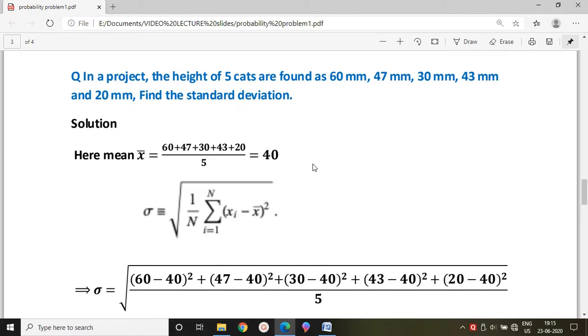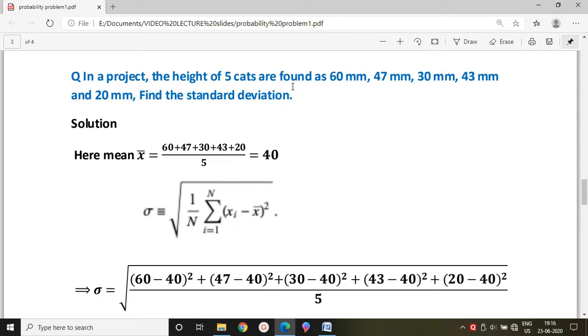Okay, so we'll try to find the standard deviation of measurements of 5 cats. In a project, the heights of 5 cats are found to be 60, 47, 30, 43 millimeter and 20 millimeter. You are asked to find standard deviation. How will you find standard deviation? First of all, you have to find the mean. So here mean is x bar, which I already explained how to find. It is the sum of the numbers divided by the number of values available, which is 5 here. It is coming out to be 40.